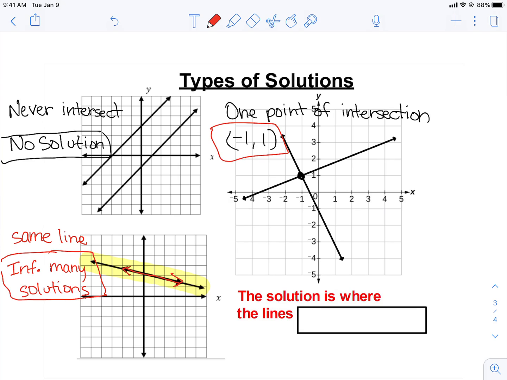So you have three different types of options. You have no solution. That's when you have two parallel lines. You have one solution, where the lines intersect at just one point. And you have infinitely many solutions, where they intersect at every single point on the line. So the solution is where the lines again intersect.